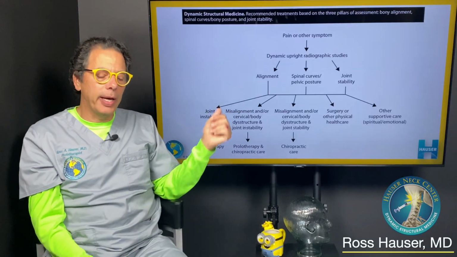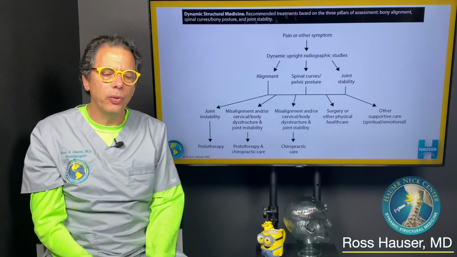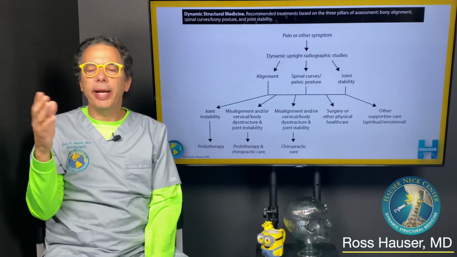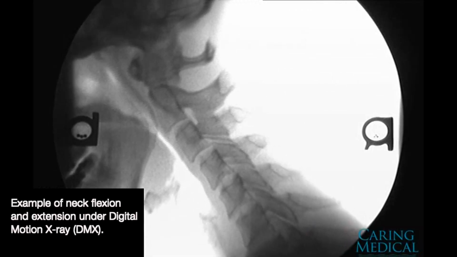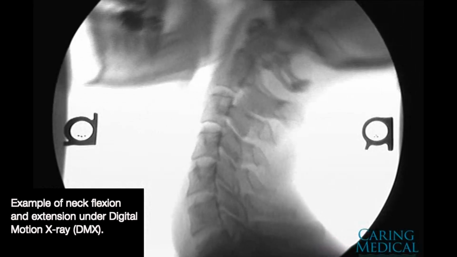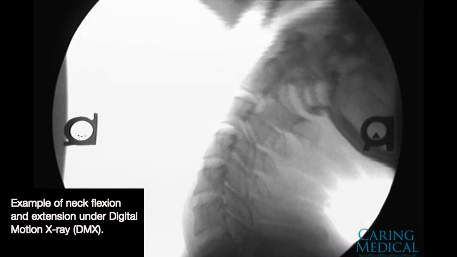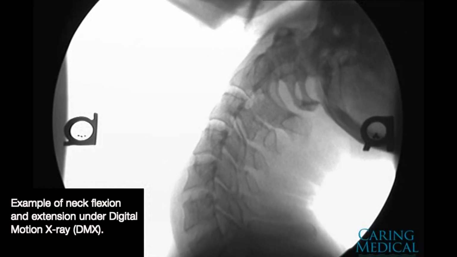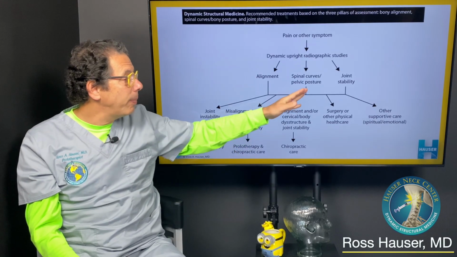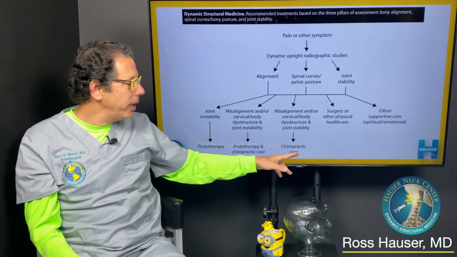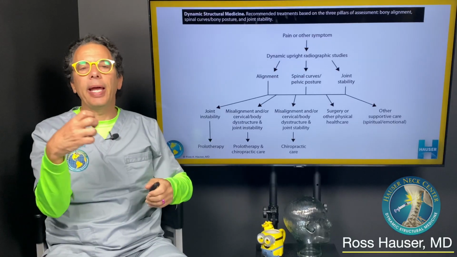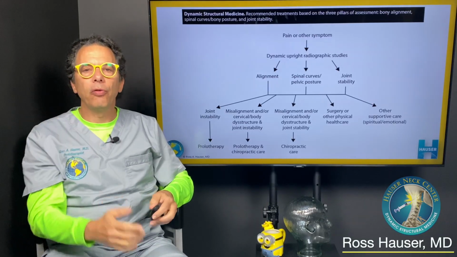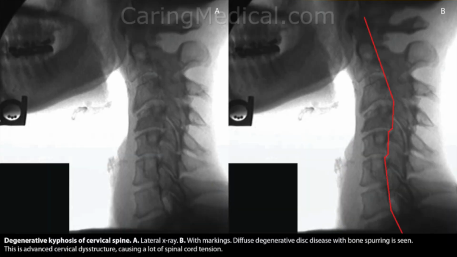So how do we put this all together? In our office we do a digital motion x-ray, an upright x-ray, and then we have them move their neck and their head, and we can see whether they have instability. There are people that just have cervical instability, their alignment's very good, their curve is good, they just need prolotherapy to tighten the ligaments. There are other people who really don't have instability, but they have terrible misalignments and terrible curves. Those people mainly need chiropractic care, adjustments for their alignment, and curve correction. Most people fall in the category where they need both.